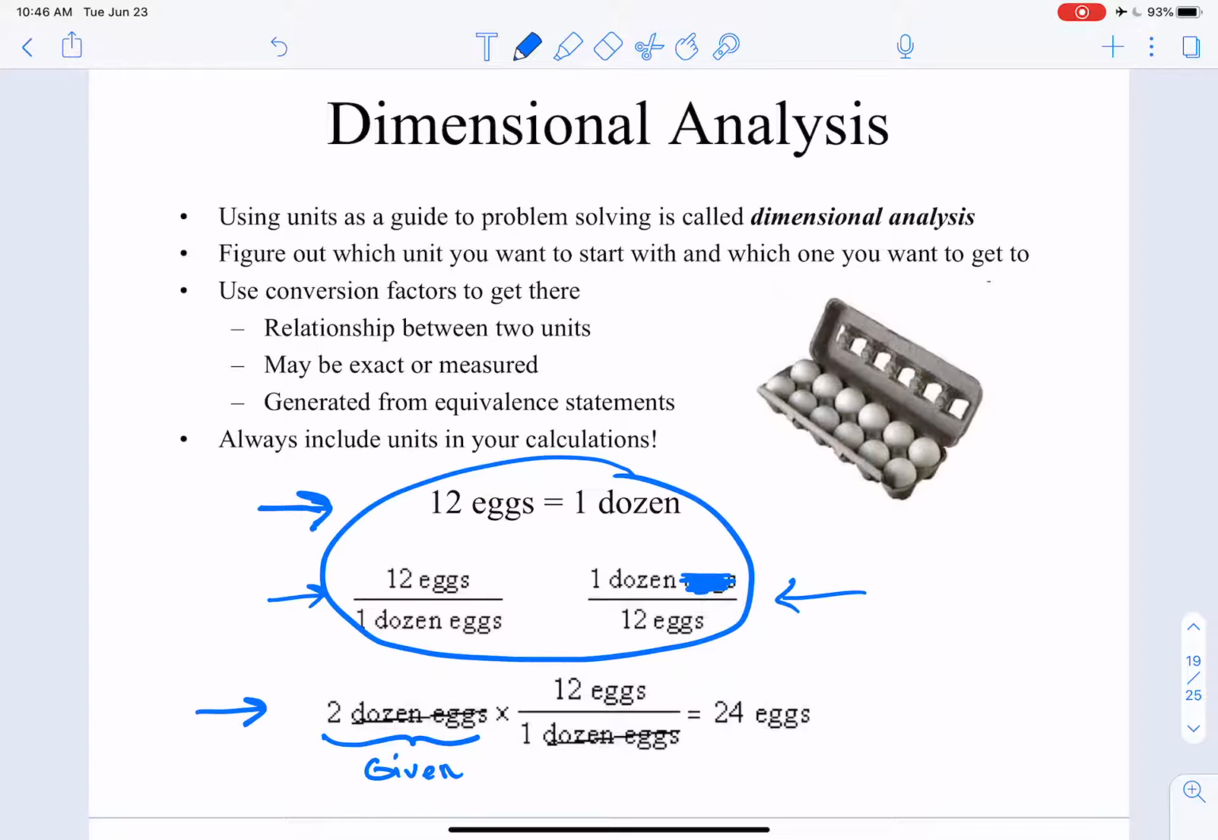But if we were to set this up the dimensional analysis way, we'd start with our given. And then we would write in an equivalence statement that allows us to get rid of the unit we want to get rid of. So we want to get out of dozen eggs here, or just dozen, and we want to get to individual eggs. Okay, so whatever you have on the top here that you want to get rid of, you're going to put it in the bottom here. And what you need to get to, you're going to put in the top there. And this is called the conversion factor.